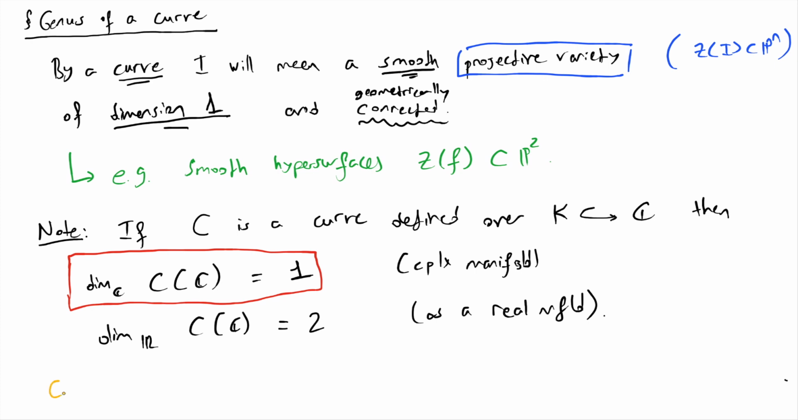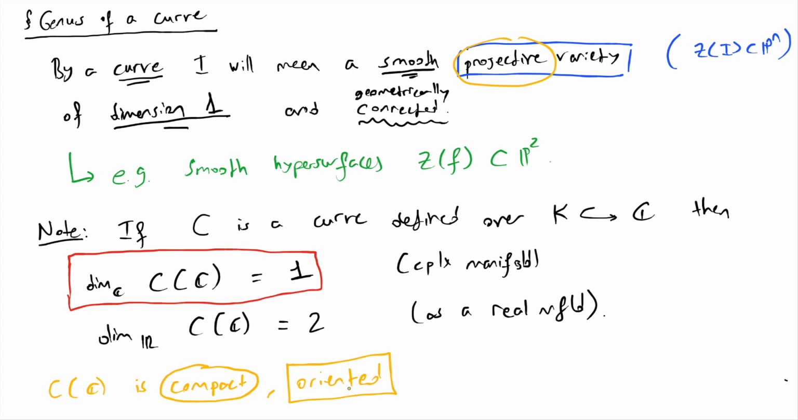C, or the complex points of C if you want, is compact. That's this projective part. It's also oriented. If you know what orientation means, real manifolds don't have to be orientable. For example, a Mobius strip cannot be oriented, so the strip doesn't have an upside or a downside. You cannot consistently choose one anyway. But whenever you have a complex manifold, it's always oriented. And if you forget the complex structure, then it's orientable.